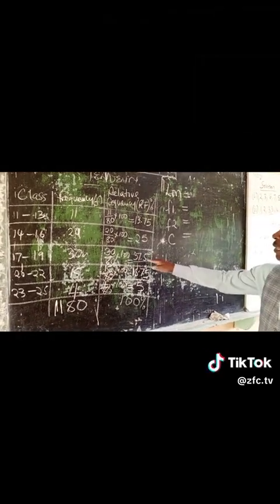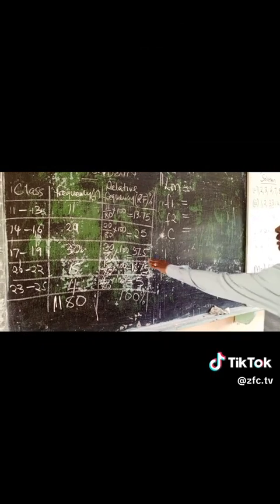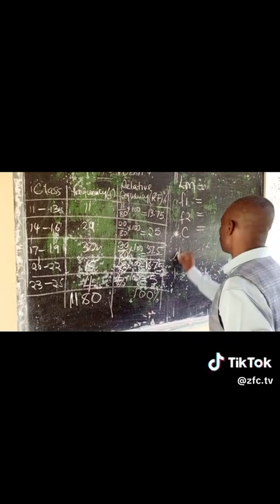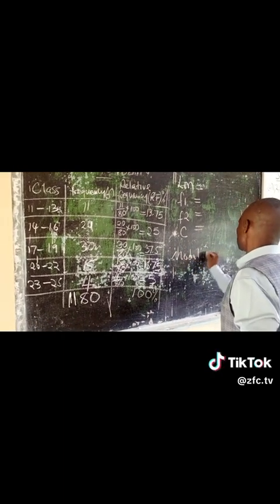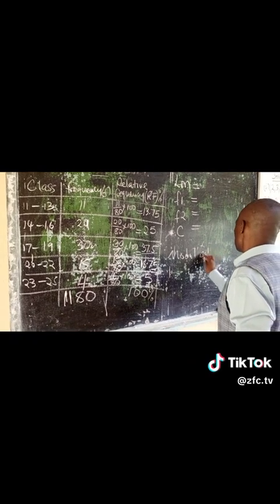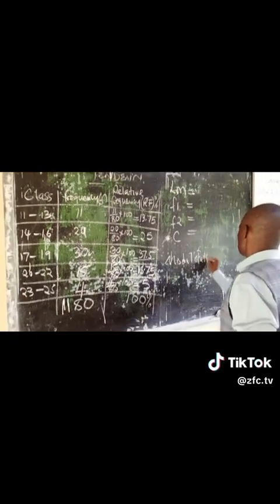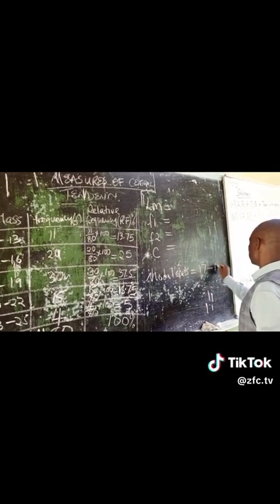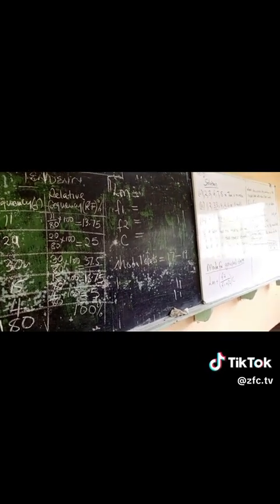Since it is the highest relative frequency, you go to its class. What class is it found in? It is found in 17 to 19. So the modal class, according to our data, is 17 to 19. That's the modal class. Then ask yourself, what is LM?